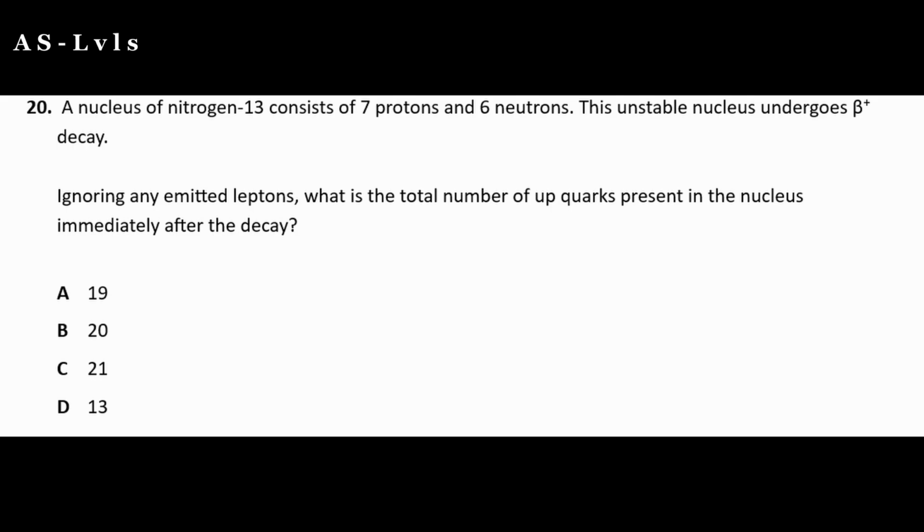Question 20. A nucleus of nitrogen-13 consists of 7 protons and 6 neutrons. This unstable nucleus undergoes beta plus decay, ignoring any emitted leptons. What is the total number of up quarks present in the nucleus immediately after the decay?